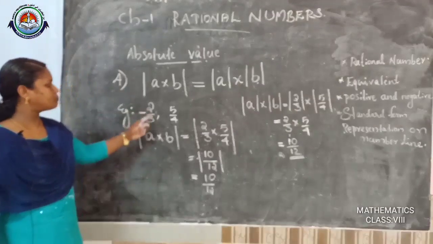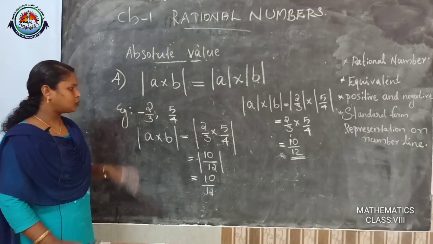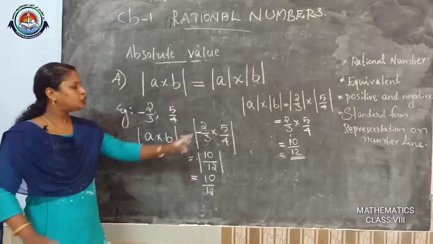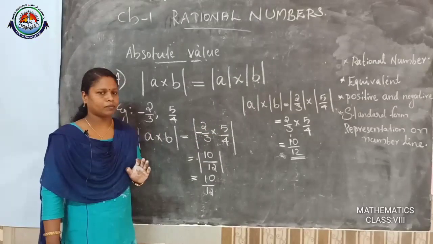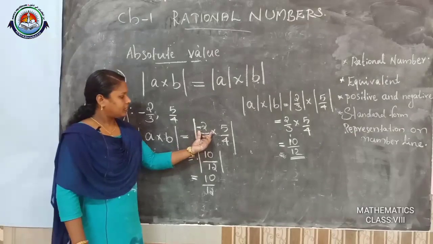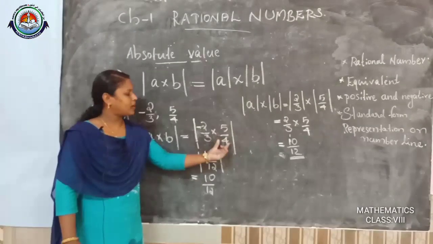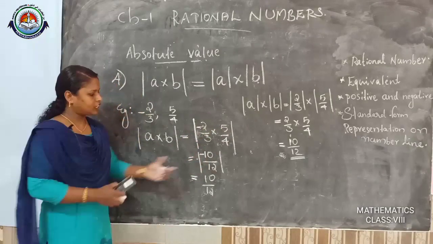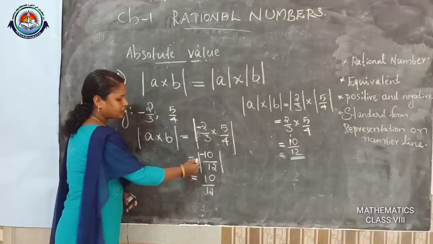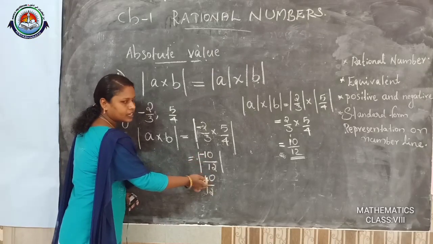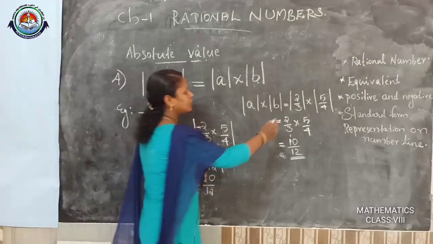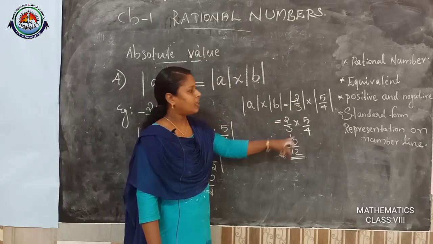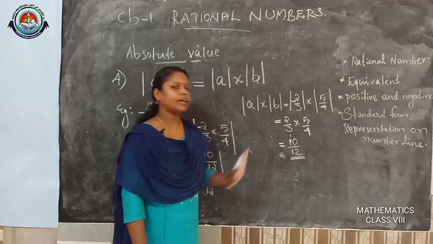Suppose instead of 2 by 3 we are taking negative 2 by 3, then here it is negative 2 by 3 into 5 by 4. So negative 2 into 5 will be negative 10, negative 10 by 12. Then absolute value of negative 10 by 12 is 10 by 12 itself. And here also absolute value of negative 2 by 3 is 2 by 3, and 5 by 4 is 5 by 4 itself. Then 10 by 12. Okay.